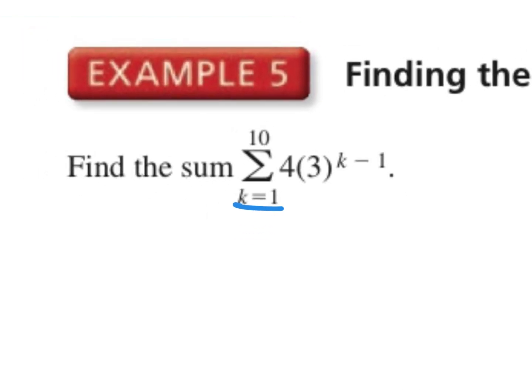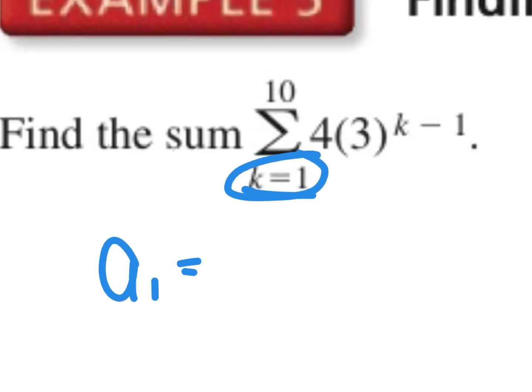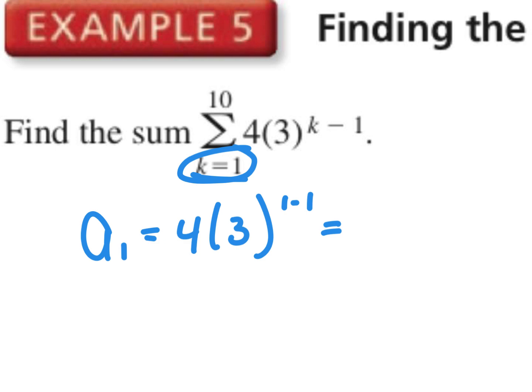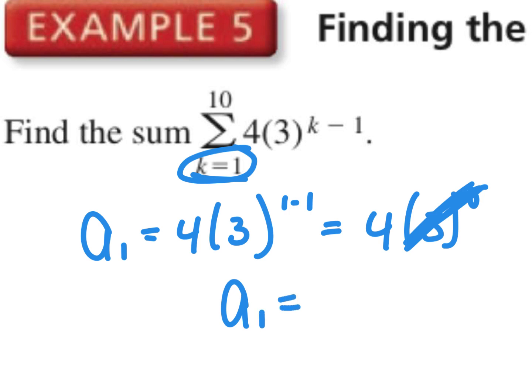So I have to find first my first term. Well, how do I find the first term? What do I plug in to K? So 4 times 3 to the 1 minus 1 power. Doesn't always work out like this, guys, so I just want you to pay attention. If I simplify this, I have 4 times 3 to the 0 power. What is anything to the 0 power? 1. So what is the first term of this sequence, of this series?